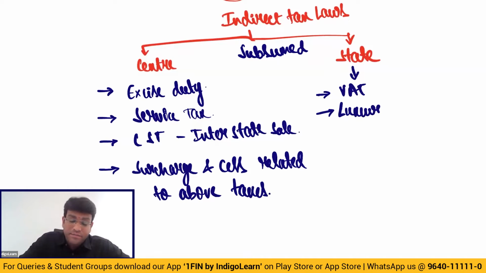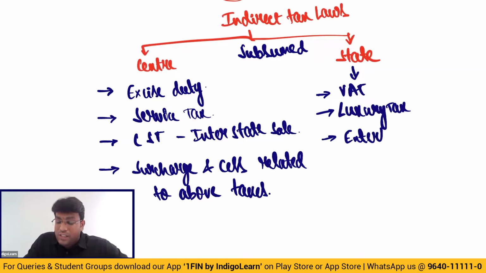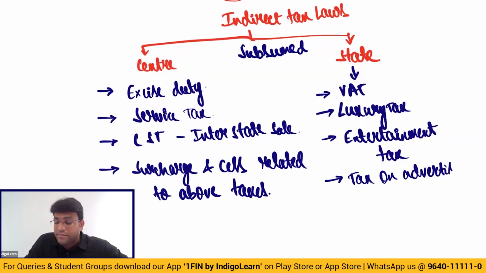Next one. Luxury tax. Star hotels used to collect luxury tax. That is also gone now. Third one, entertainment tax, which was levied when we go to movies. Next one, tax on advertisement. There was something called advertisement tax. Even that was levied, my dear friends. I hope you are getting clarity, guys.